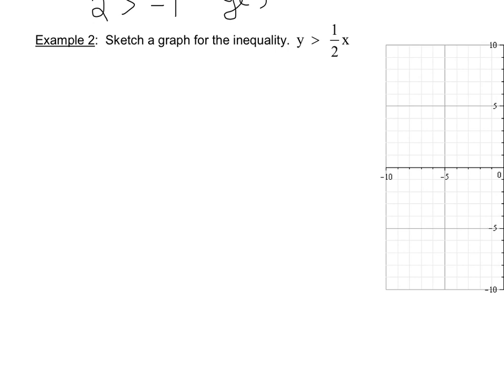It says sketch a graph of the inequality. Okay, so still think about it like what we went over the other day. Y equals mx plus b. Remember, m is how you move. It's 1/2. B is where you begin. Okay? So we still have those, so let's go over and look at our graph now.